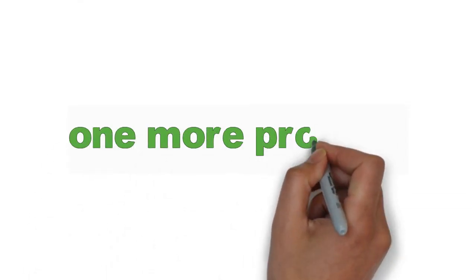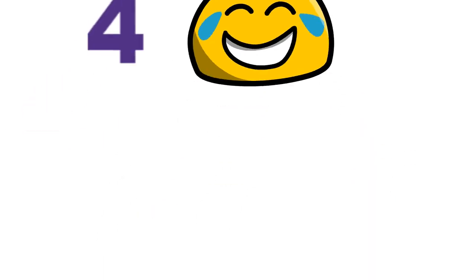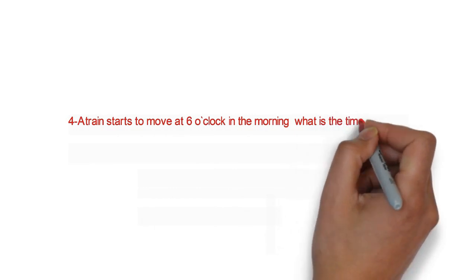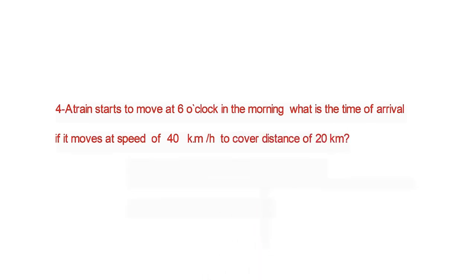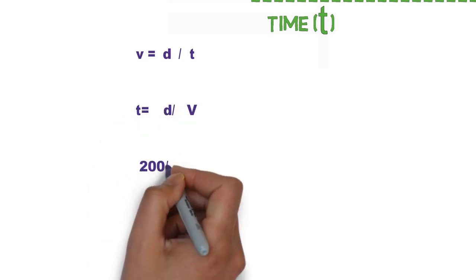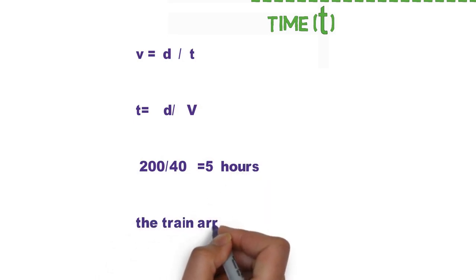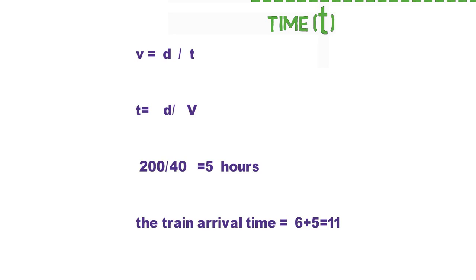Let's take one more problem. Problem number 4 says: a train starts to move at 6 o'clock in the morning. What is the time of arrival if it moves at a speed of 40 km per hour to cover a distance of 200 km? We will write the law, of course, and then we can conclude. Velocity equals d over t, so t equals d over v, 200 over 40 equals 5 hours. So the train's arrival time equals 6 plus 5 equals 11.